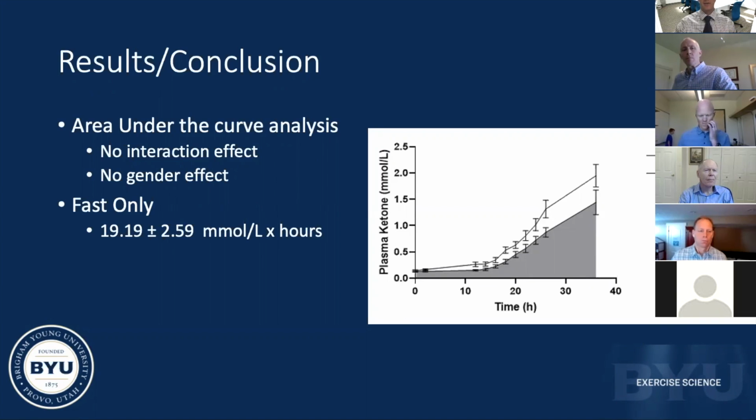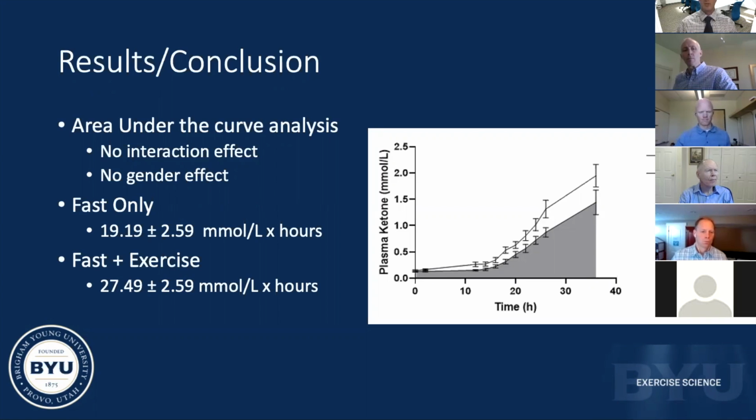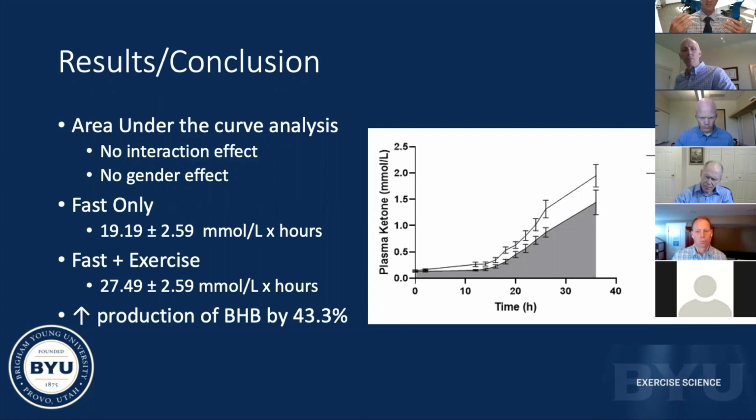So the fasting area under the curve was about 19. When you add exercise, it becomes 27, which doesn't mean a whole lot until you analyze the difference between them and you realize that the beta hydroxybutyrate, or the ketone production, improved by about 43%, or had 43% more ketone production over the course of that fast. So if your goal is to build ketones and you're going to fast for 36 hours, adding exercise can give you what we found, about 43% more beta hydroxybutyrate, which is really interesting.